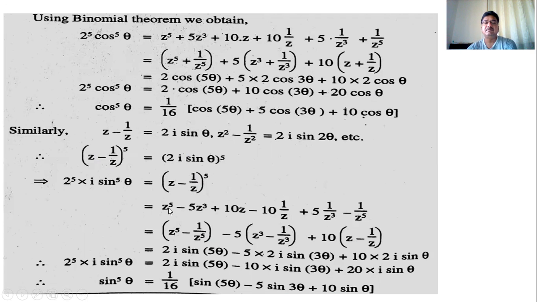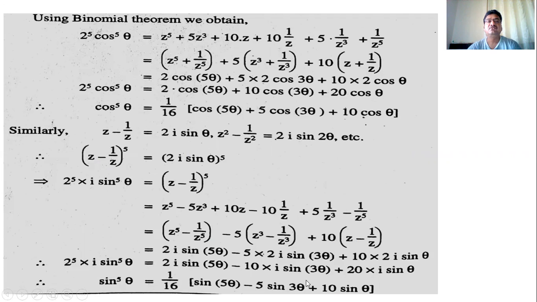Then collect the terms in the bracket, first and last in one bracket, then second and second last, and take minus 5 as common, so Z cube minus 1 by Z cube, and then take 10 as a common factor, so Z minus 1 by Z. Then substitute Z raised to 5 minus 1 by Z raised to 5 is 2i sin 5 theta. Similarly, this is 2i sin 3 theta, and this is 2i sin theta. Then we have 2 raised to 5 i sin raised to 5 theta equal to this. Take 2i common from the RHS and shift the 32i to the RHS, so it becomes 2i divided by 32i. The i gets cancelled, and 2 by 32 is 1 by 16.